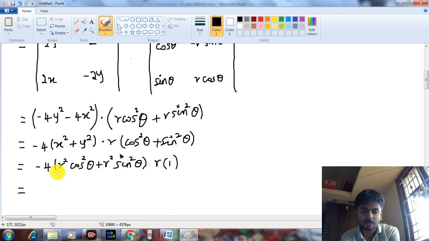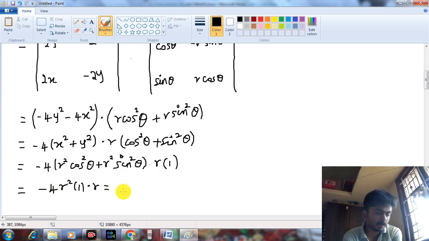If we take r square commonly outside, we get again cos square theta plus sin square theta, so it will become 1. So already we are having minus r outside, so we are having minus 4 r square of 1 into r, that is equal to minus 4r cube.